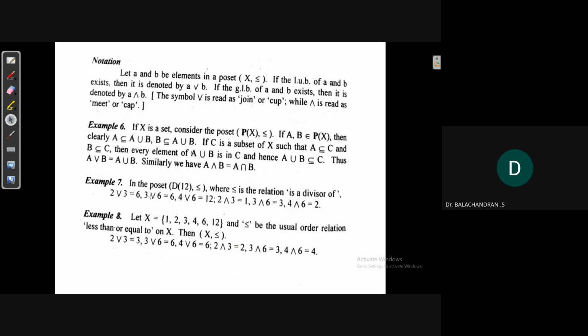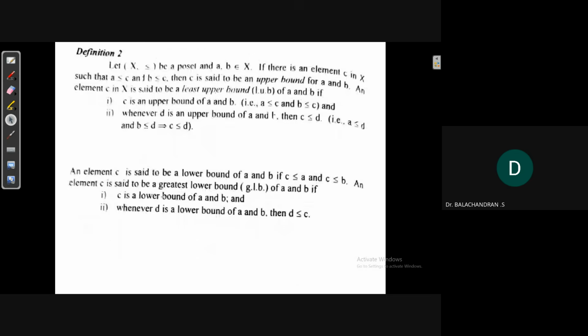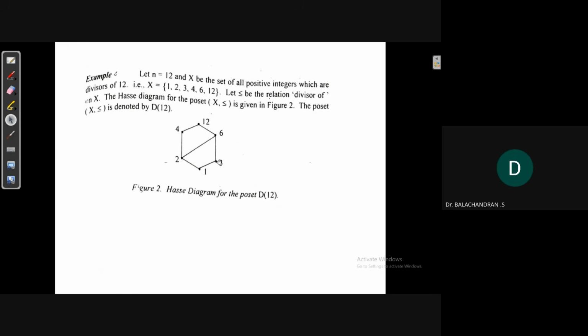Similarly, I'll tell you one more remaining thing, you can check it. For 3 and 6, what is the least upper bound? The upper bounds of 3 and 6 are 6 and 12. So among 6 and 12, 6 is the least.